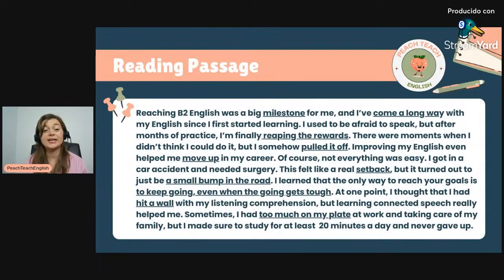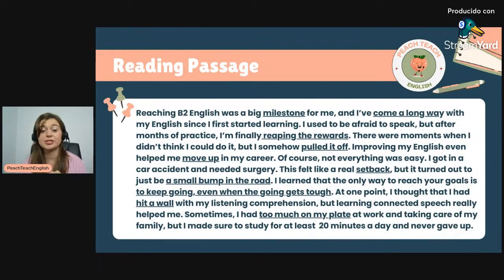Okay, so guys, now we're going to read this passage together. Okay, it's explaining someone's experience of learning English, and we use all 10 expressions so that you can see how to use them. So let me read this for you.